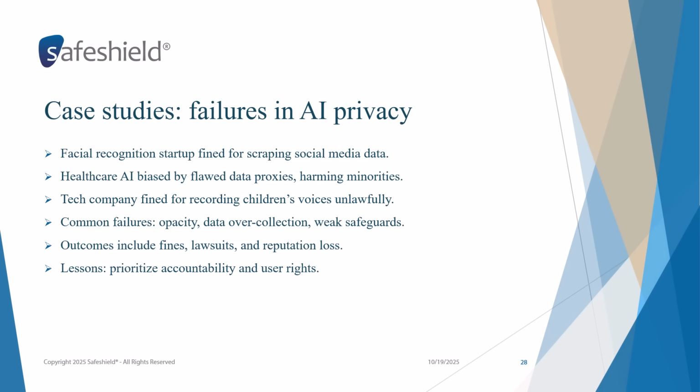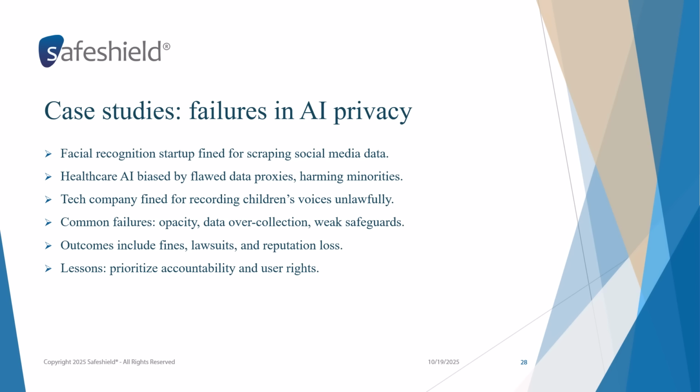A third case involved a large technology company that recorded and analyzed children's voices through a virtual assistant without adequate parental consent. Regulators imposed multi-million-dollar fines, citing violations of children's privacy rights. These failures share common themes: lack of transparency, overcollection of data, inadequate safeguards, and failure to respect individual rights. They serve as reminders that privacy lapses in AI are not abstract risks, but real events with legal, financial, and ethical consequences. By studying these cases, organizations can better anticipate risks and design AI systems that prioritize accountability and trustworthiness from the start.